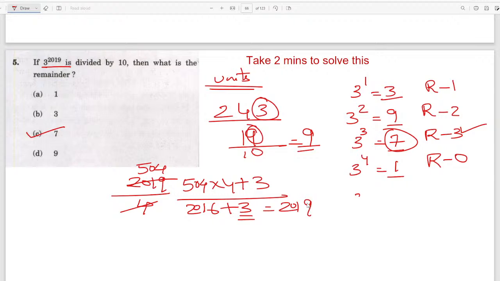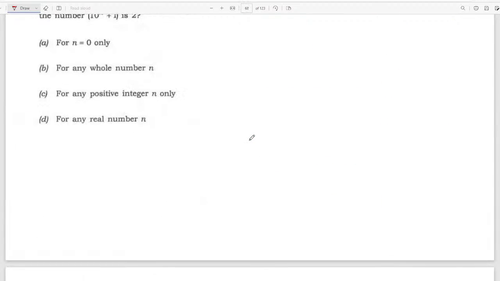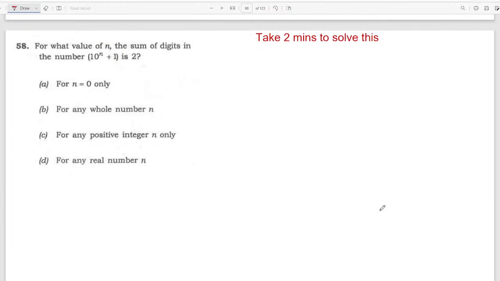I hope this is clear. If it's clear, we'll move to the next question. I'll move to the next question then. It'll take 2 minutes to solve this question. So we'll see how to go about this question.